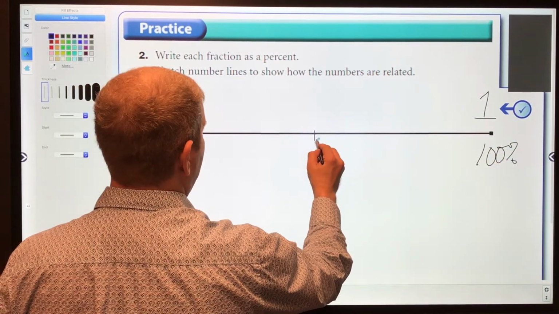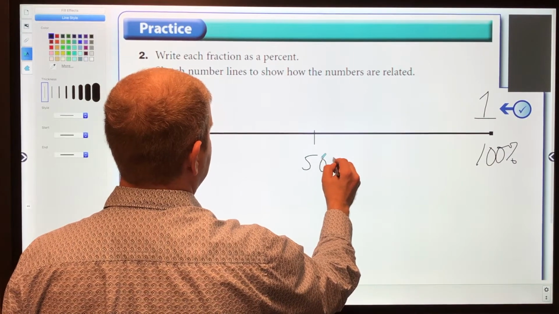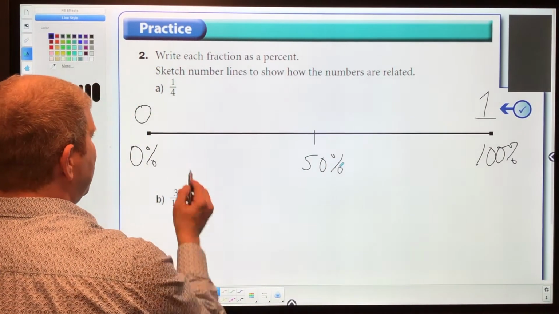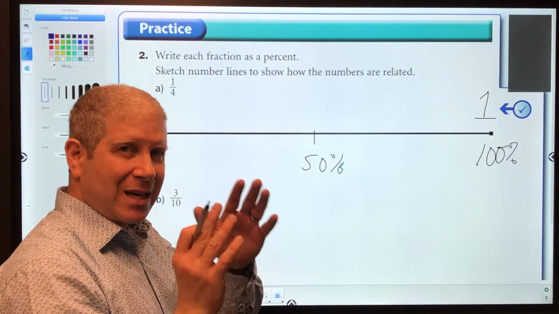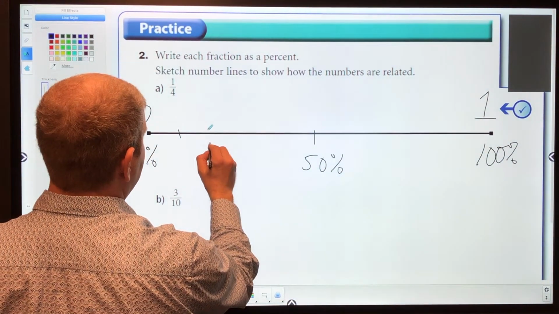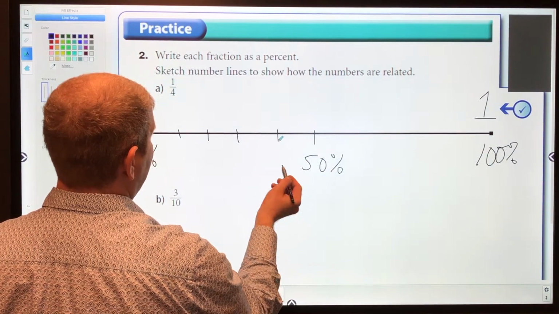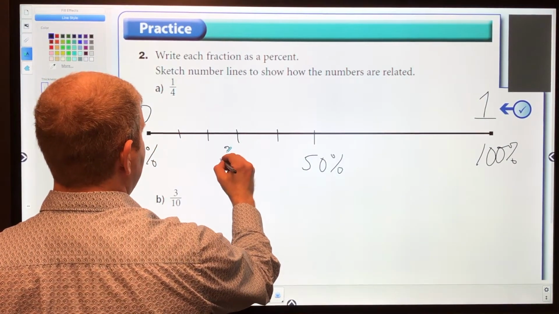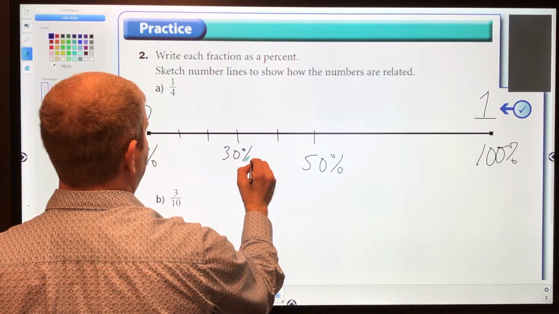Well, let's mark our 50%. That's always a good place to start. And 30 is gonna be, we now have to divide 50 into 5 equal steps. So let's eyeball that. 10, 20, 30, 40. It's a little bit off, but there we go. So that would be 30% right over here.